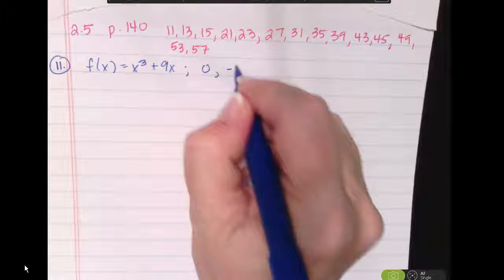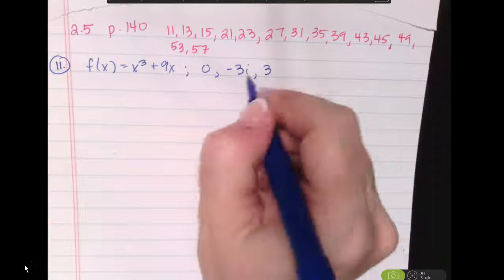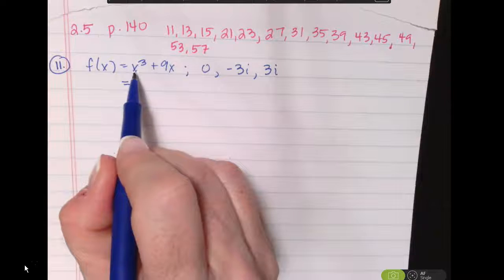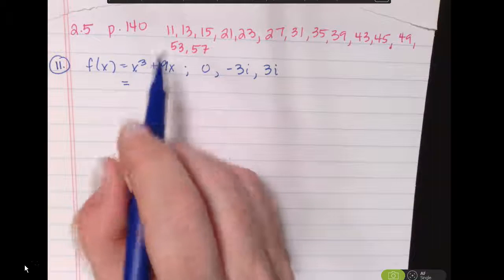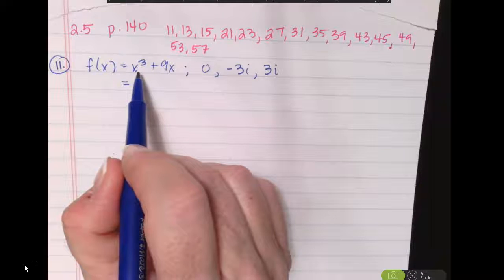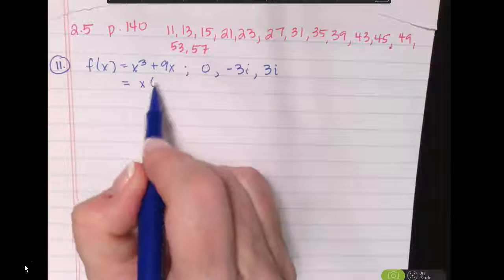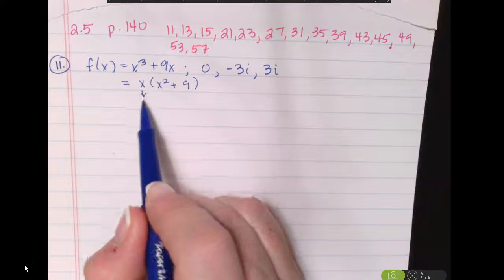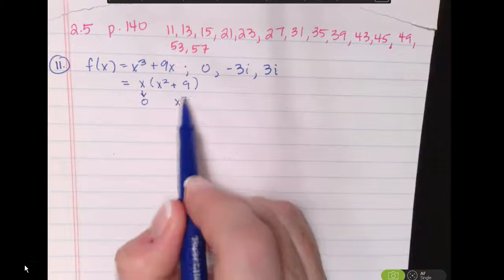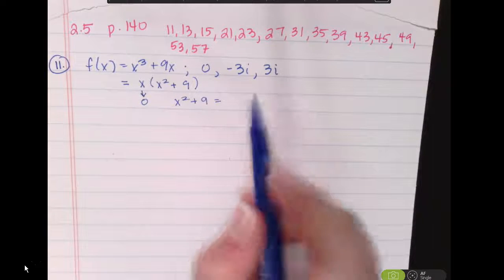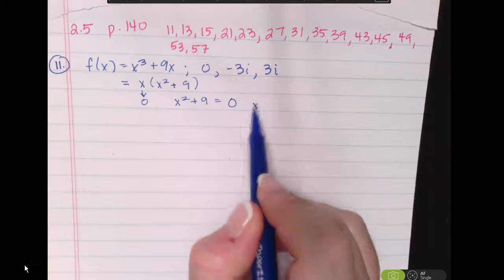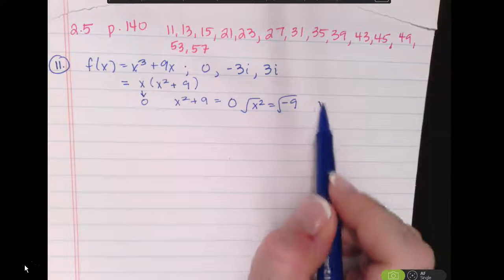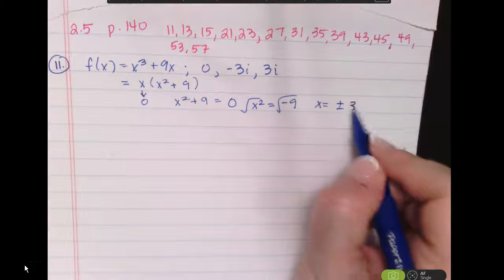So they give us negative 3i, positive 3i, and 0. So if we were to factor out an x, this is where the 0 root comes from. And then if we do x squared plus 9 equals 0, x squared equals negative 9, square root, and we get x equals plus or minus 3i.